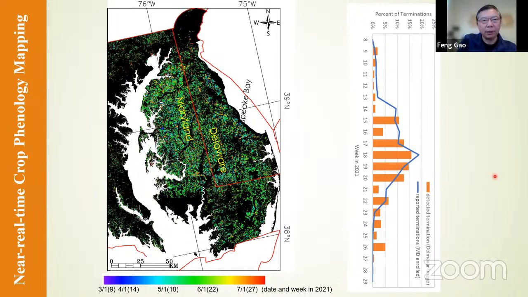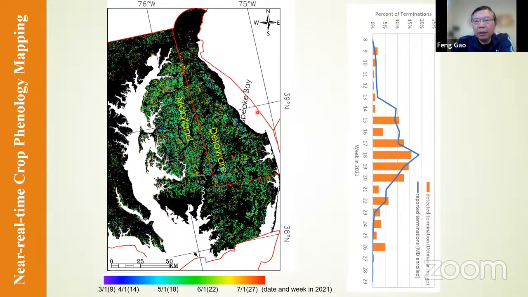So they don't need to focus on this 70%. They can work on an additional 30% from the field. This plot shows the data of termination date from the 2020 to 2021 growing period over Maryland and Delaware. This is called the Delmarva Peninsula.